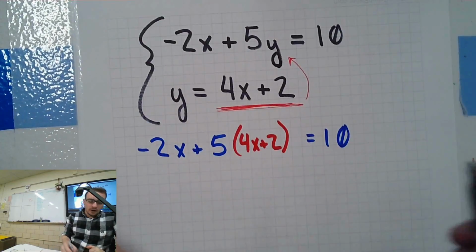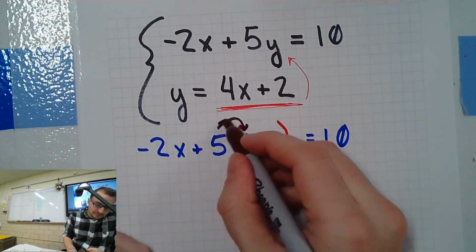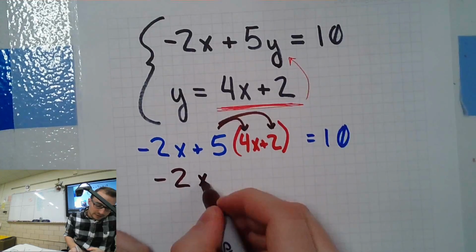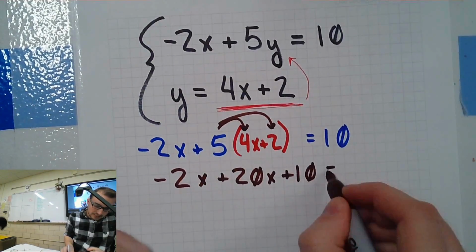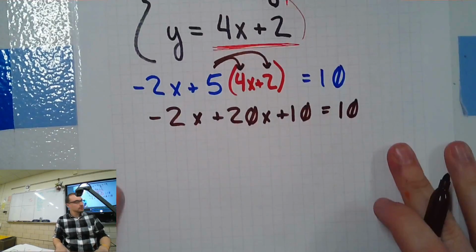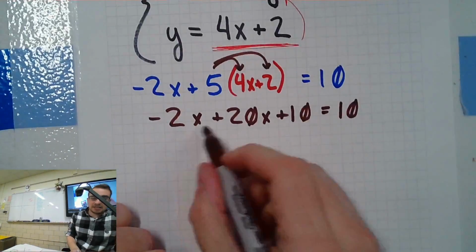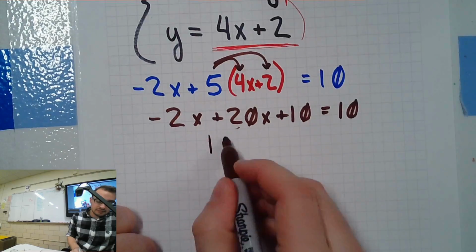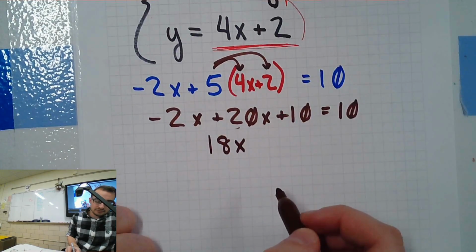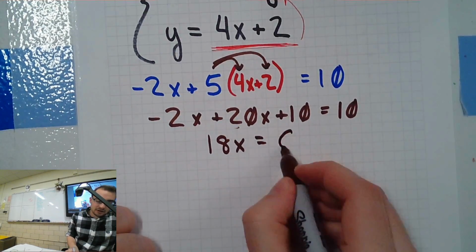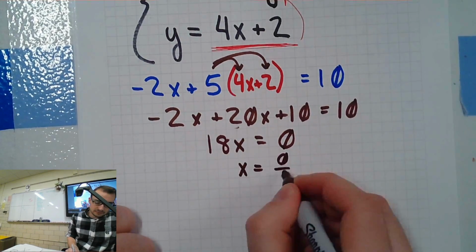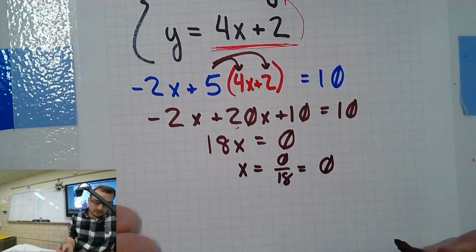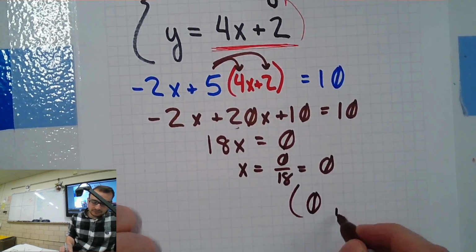All right, so we distribute the 5. And we get negative 2x plus 20x plus 10 equals 10. Get our x's together. How many x's do I have on this side? 18x. Subtract 10, I get 0. What's 0 divided by 18? So x is 0.